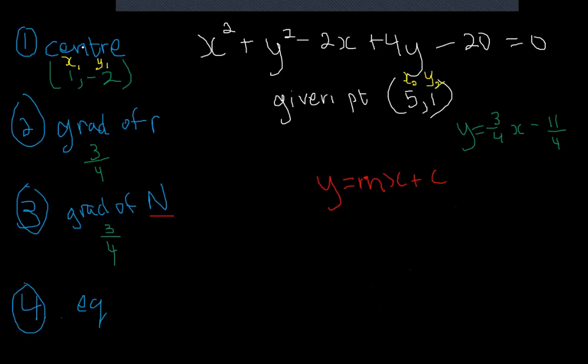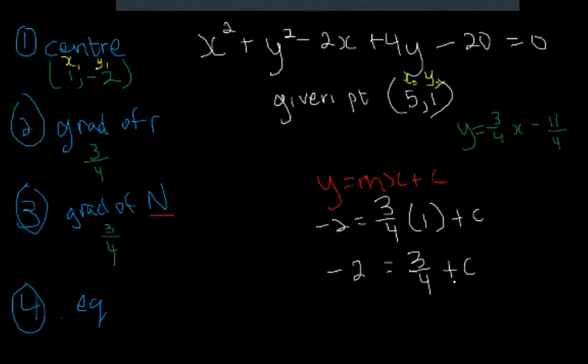Okay, now I'm using the center instead of the given point. Y, in this case, is minus 2, is equal to m. M, which is the gradient of the normal, is still 3/4. So I put back my 3/4. X in this case is 1 plus c. Minus 2 would be equal to 3/4 plus c. I need to make c the subject of the formula. I need to get c by itself. And how do I do that? I need to minus 3/4 on both sides. Minus 2 minus 3/4 is minus 11 on 4.